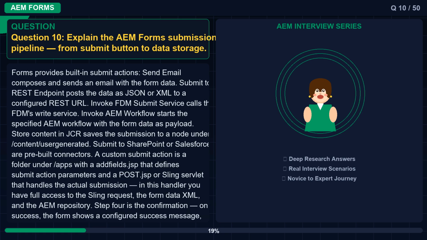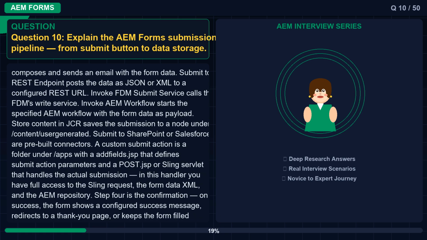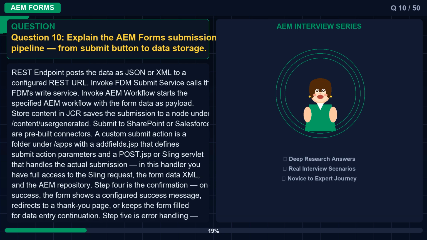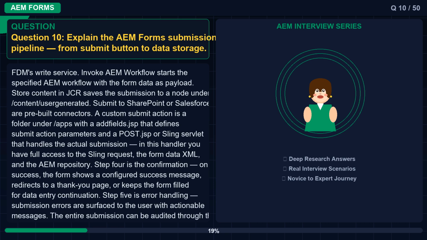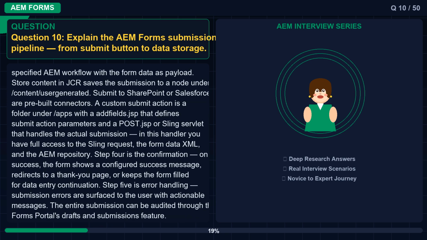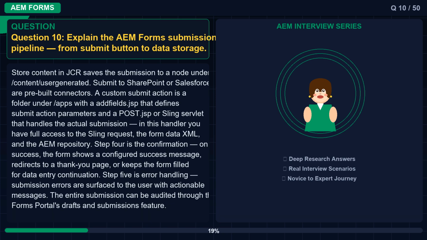A custom submit action is a folder under /apps with an addfields.jsp that defines submit action parameters and a post.jsp or Sling servlet that handles the actual submission. In this handler you have full access to the Sling request, the form data XML, and the AEM repository. Step 4 is the confirmation. On success, the form shows a configured success message, redirects to a thank you page, or keeps the form filled for data entry continuation. Step 5 is error handling. Submission errors are surfaced to the user with actionable messages. The entire submission can be audited through the Forms portal's drafts and submissions feature.